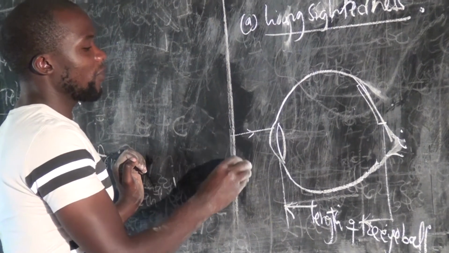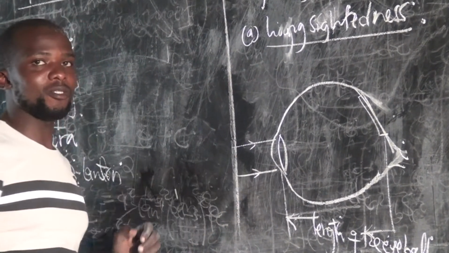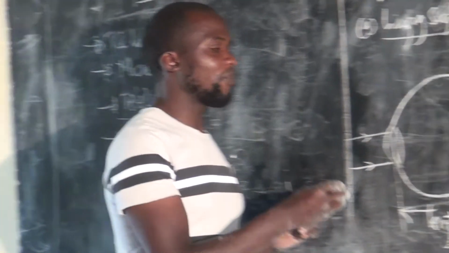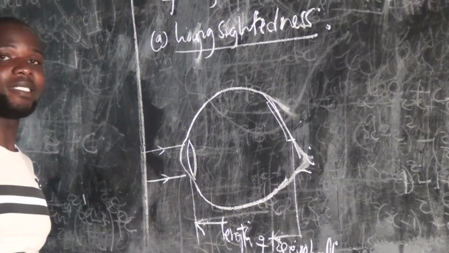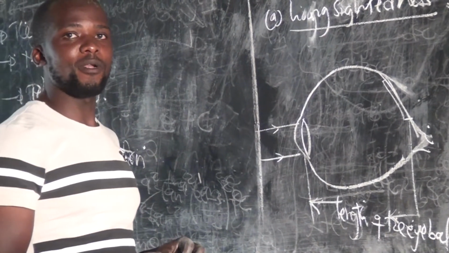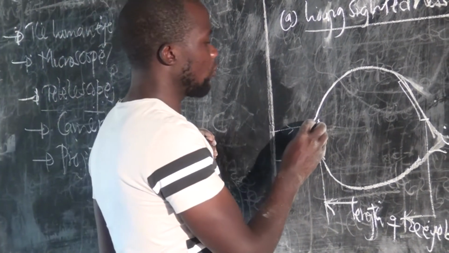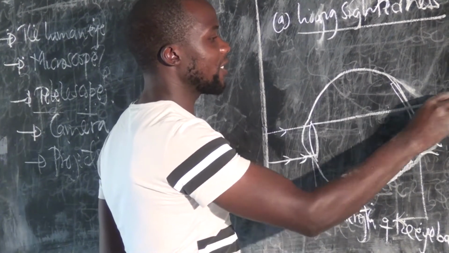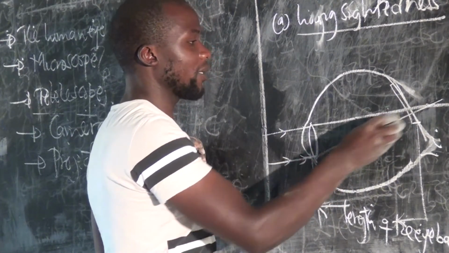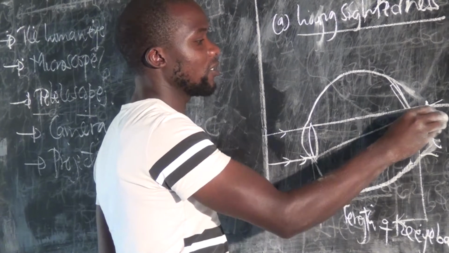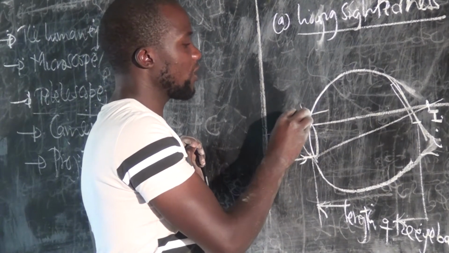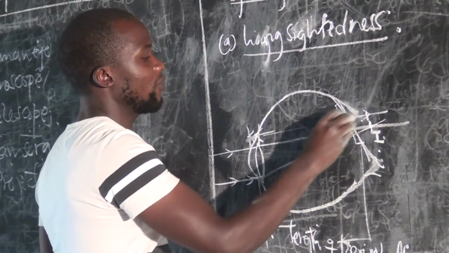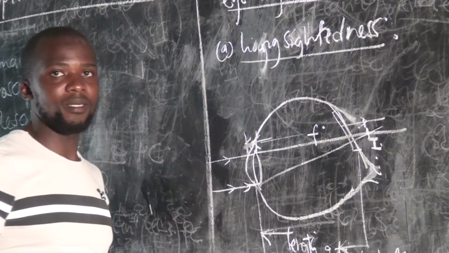When we collect light from infinity, we expect images to be formed at the focal plane. It will mean that the distance between the image and the lens becomes the focal length. So when light is incident on your lens, instead of converging at the retina, it converges beyond the retina. This is where the image is formed, and the distance from the lens up to where the image is formed becomes the focal length.